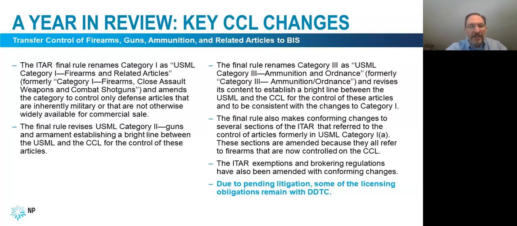In addition, BIS created a new 500 series of ECCNs, and those are going to be used to control the dual-use firearms, weapons, and ammunition that were transferred from the USML categories 1 and 3. In total, 17 new ECCNs were created, 8 were revised, and 9 were actually removed.